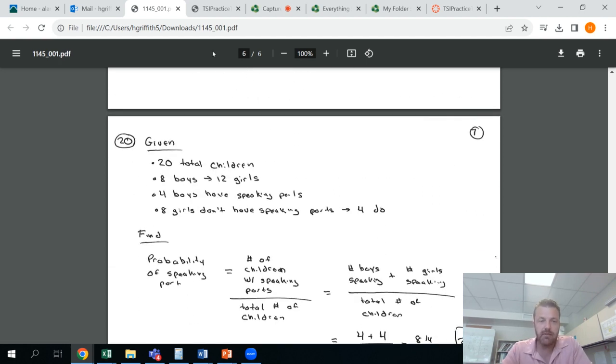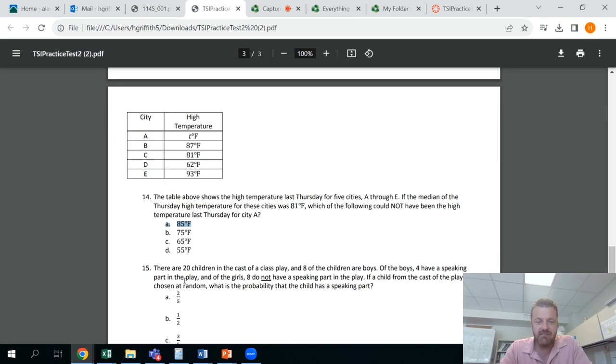Final question, it should say 15, not 20. There are 20 children in the cast of a class play. 8 of the children are boys. Of the boys, 4 have speaking parts. And of the girls, 8 do not have speaking parts. If a child from the cast is chosen at random, what is the probability the child has a speaking part? How would we compute that? We'd take the total number of children in the play and find what portion have speaking parts.